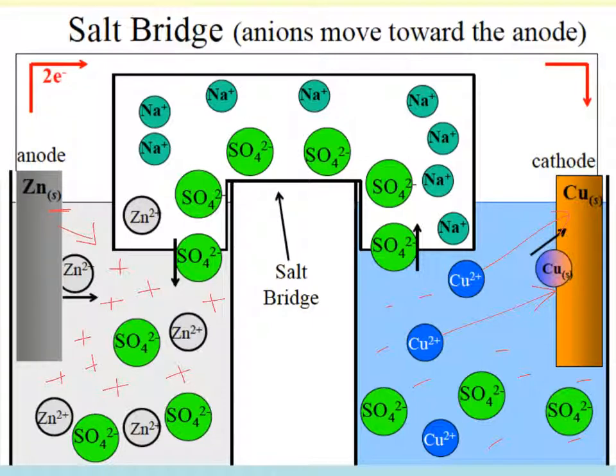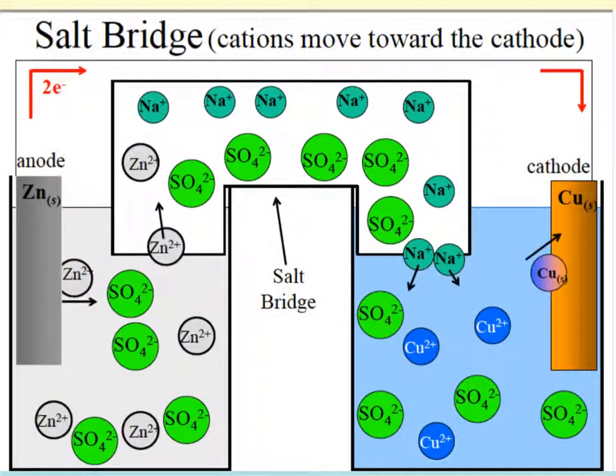Now, my salt bridge in this particular example is composed of Na+ and SO4 2-. My SO4 2- ions, which are my anions, are going to migrate towards my anode, or the part of my solution that is getting overcome with positives. It's going to come over here and help to neutralize all of these positive Zn2+ ions that keep getting pushed into solution.